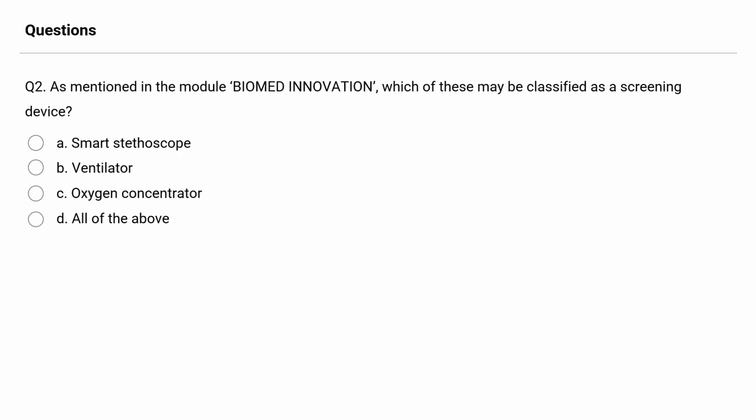Then comes our second question, which is related to the biomed innovation. The question is, as mentioned in the module biomed innovation, which of these may be classified as a screening device? You have to tell me which among the following is a screening device. Your options are smart stethoscope, ventilator, oxygen concentrator, and all of the above. So you've got four options. I think it's a very direct one.